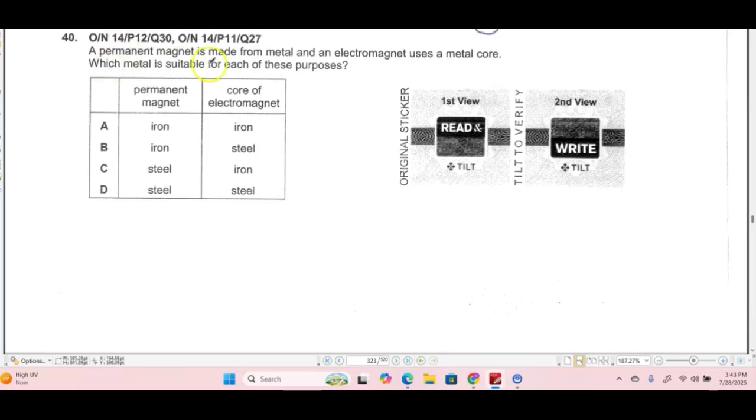Question number 40. A permanent magnet is made from metal and electromagnet use metal core. Which metal is suitable for each of the purpose? For permanent magnet, steel is going to be used, and for core, iron is going to be used.